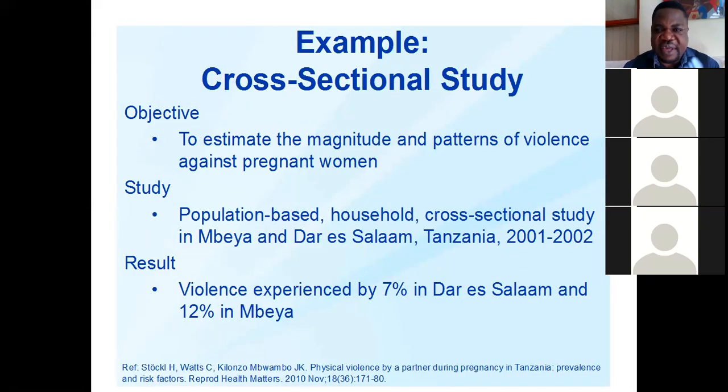Let's say what you want to do is like this example here. In this study where they try to look at the prevalence of violence in the household, violence against pregnant women, they look at two cities in Tanzania. They try to look at what is happening in Mbeya and what is happening in Dar es Salaam. So they try to describe the characteristics of the population in terms of the rate of violence against women. They just report that violence was experienced by 7% of the participants in Dar es Salaam and 12% in there. Oh, I see. You understand?